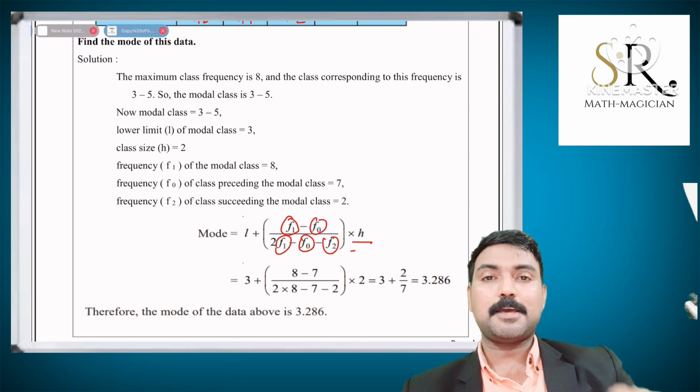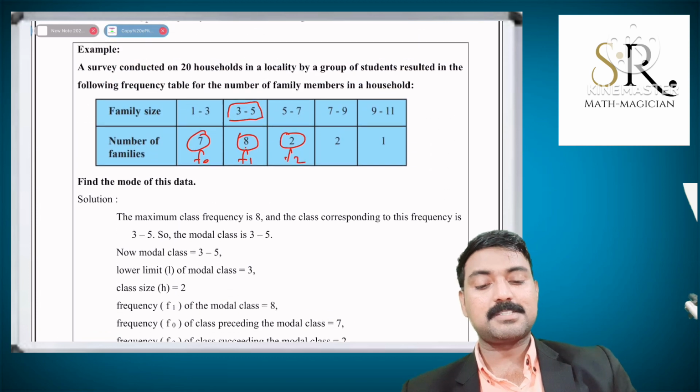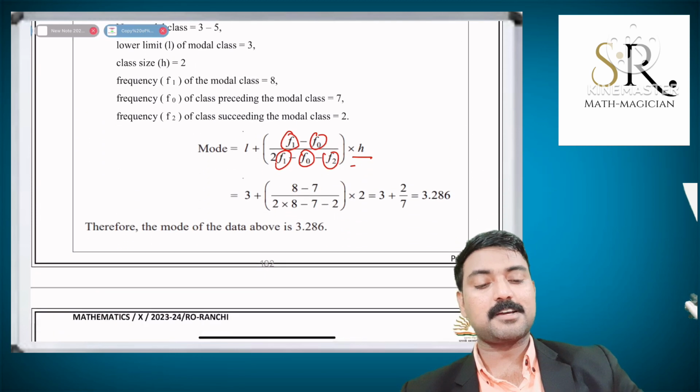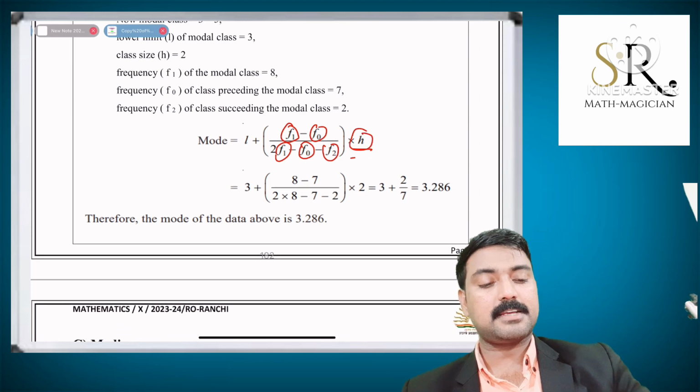What is H? H is the size of the class. Size means this width. 3 minus 1. What is 3 minus 1? 2. So the value of H is equal to 2. So instead of this H, in the next step it is written as 2.